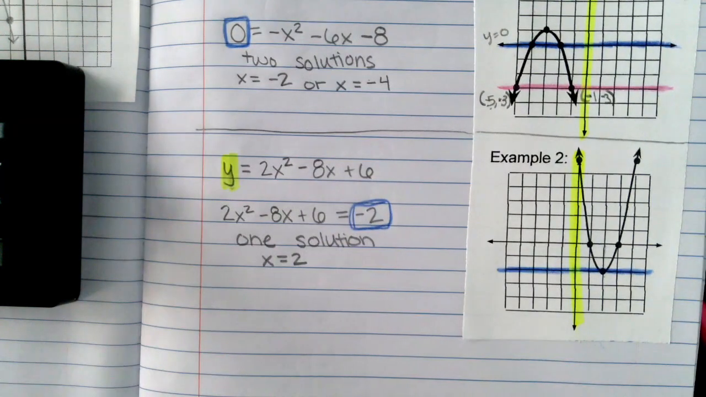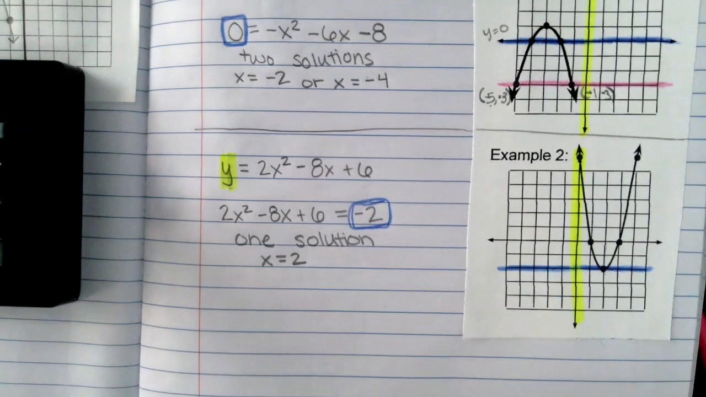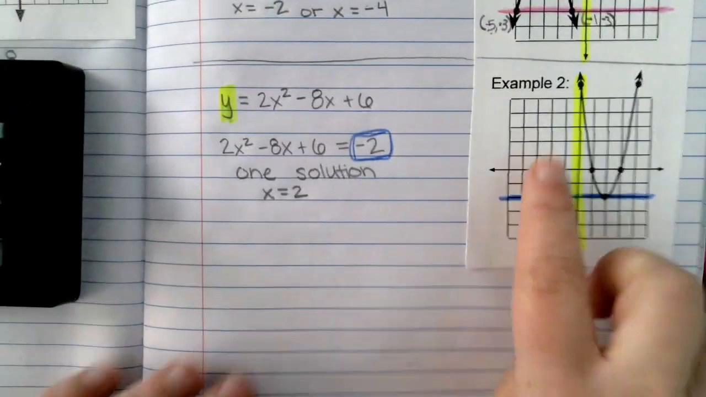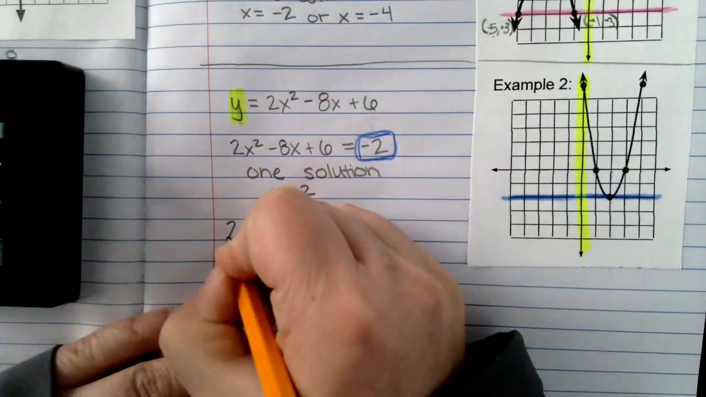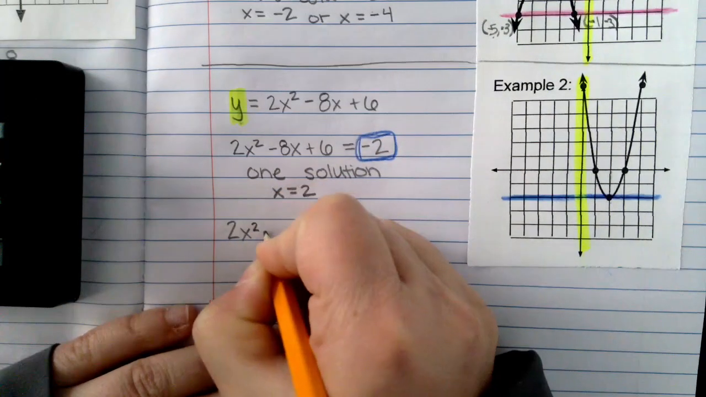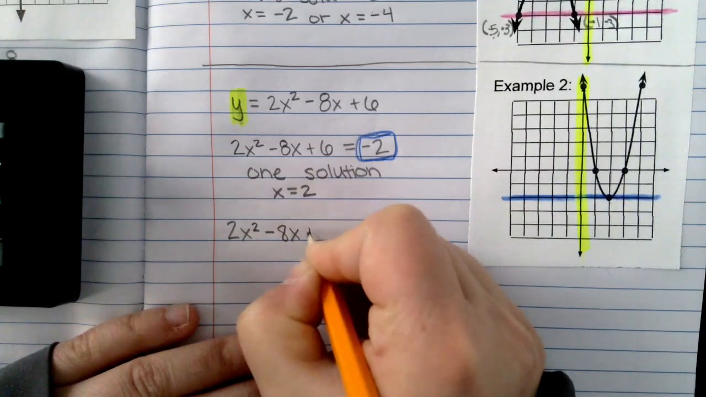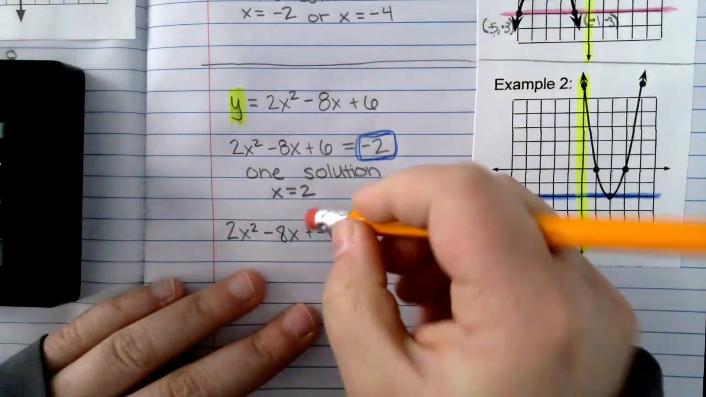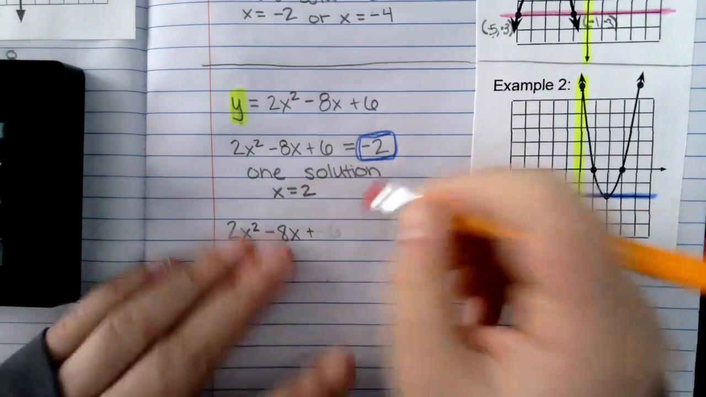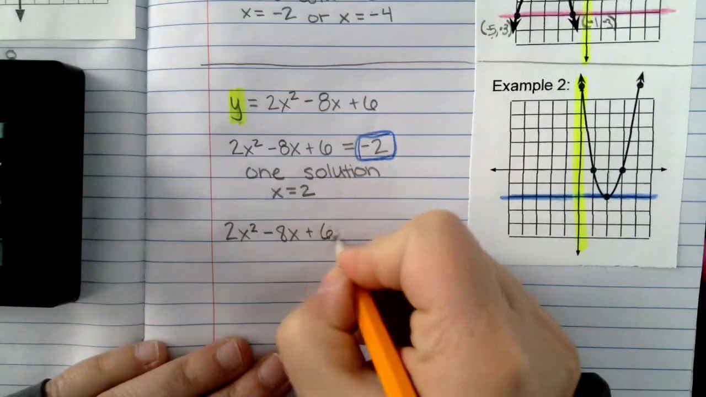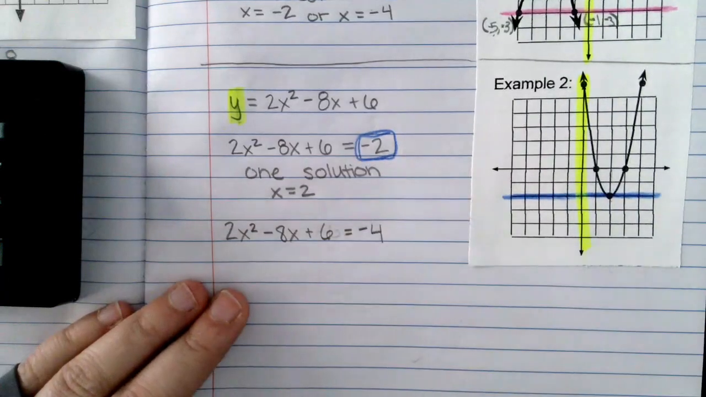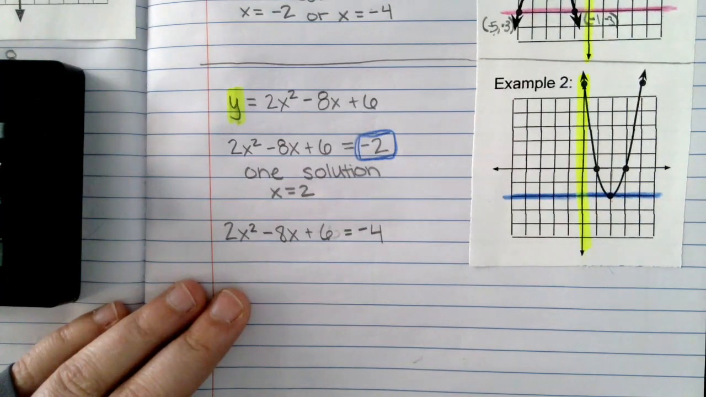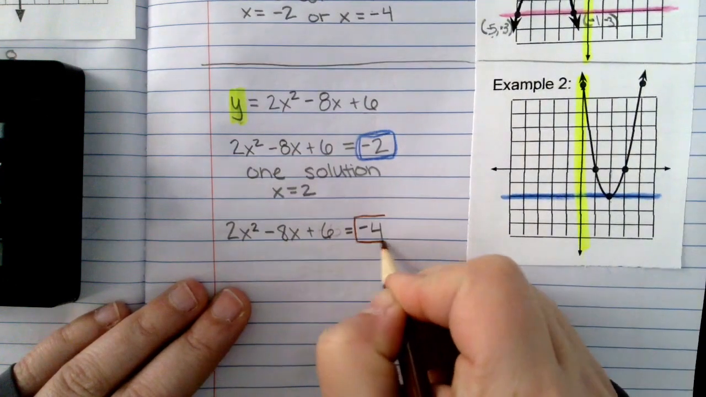All right, we got 2 more that we're going to do with this example, just because it's a nice example to do. We have 2x squared minus 8x plus 6 equals -4. So we're going to look for that -4. That's what it equals. That's our output.